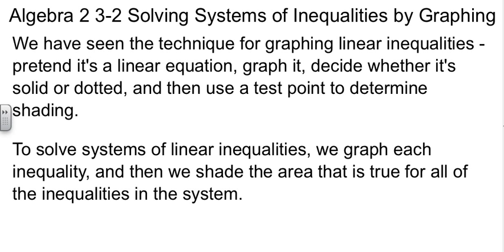The idea works the same way for systems of inequalities. You graph each one on the same graph, then you shade the area that's true for all of them. So the idea is still the same. You're still finding where it's true and shading it. It's just you have overlapping sections of true.